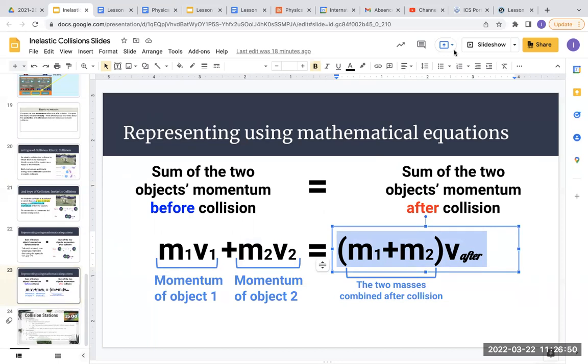Okay, so that's it for this lesson. And next lesson, we'll do some practice questions for you to try and work out inelastic and elastic problems.